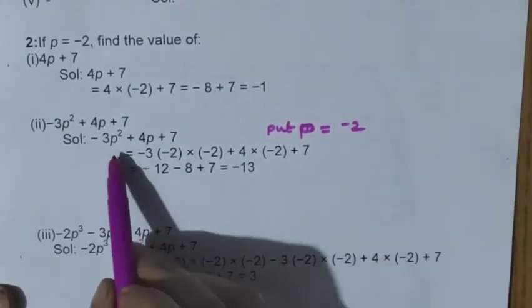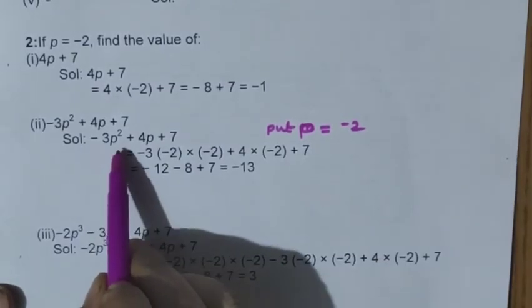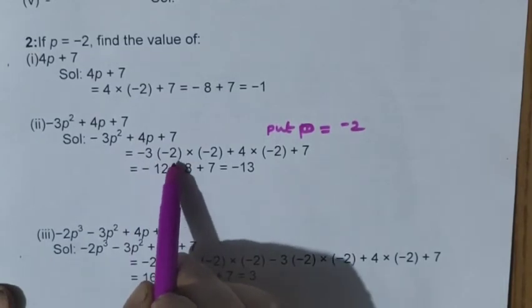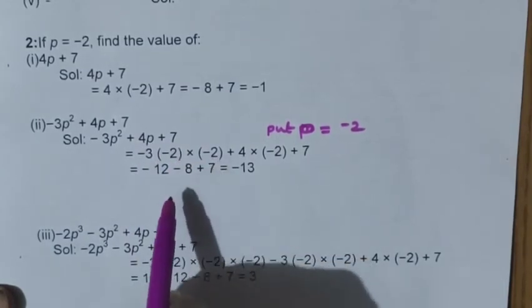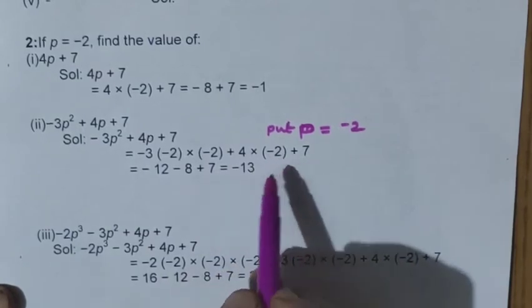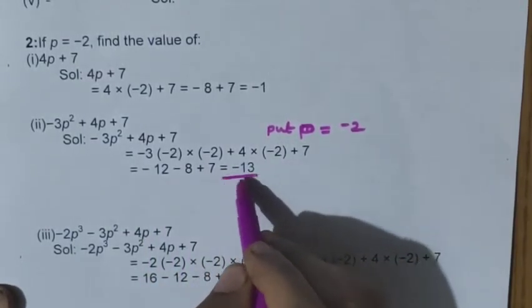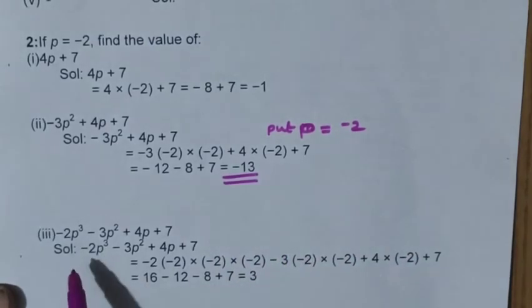I repeat, what is the algebraic expression? Minus 3p square plus 4p plus 7. What have we done? Minus 3 into minus 2 into minus 2, plus 4 into minus 2 plus 7, that is minus 12 minus 8 plus 7. So what is the value we are getting? Minus 13.